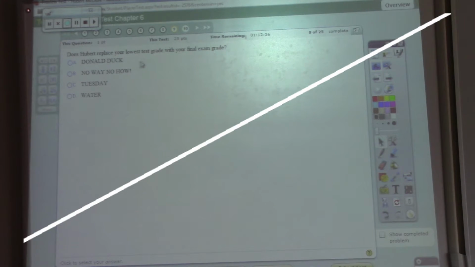Does Hubert replace your lowest test grade with your final exam? What's the only possible answer? Donald Duck. Yes. Somebody will put that. Did I skip one? You did.